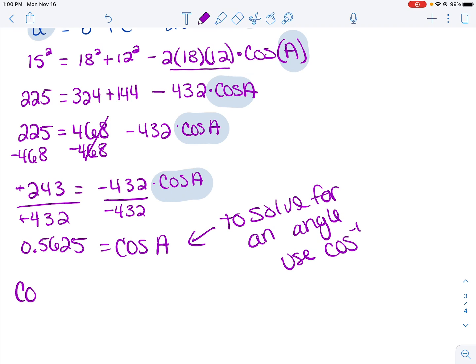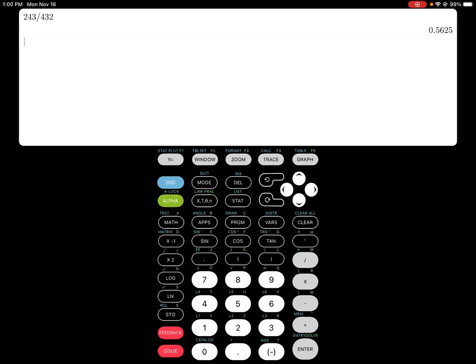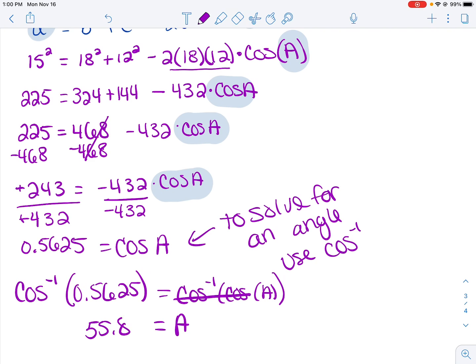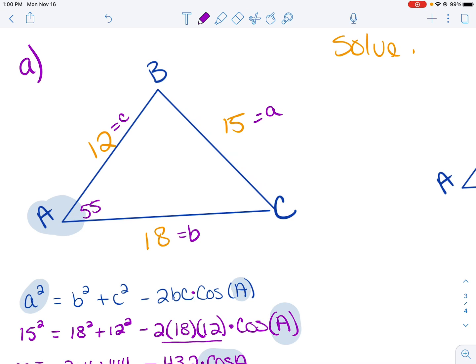Okay, so we're going to take the cosine inverse of 0.5625, and when we take the cosine inverse of the cosine of A, those two things cancel out and just give us angle A. So in my calculator, I'm going to leave that decimal in my calculator, and then I'm going to do second cosine and second answer. And so we get 55.77 or 55.8. All right, so that would be angle A.